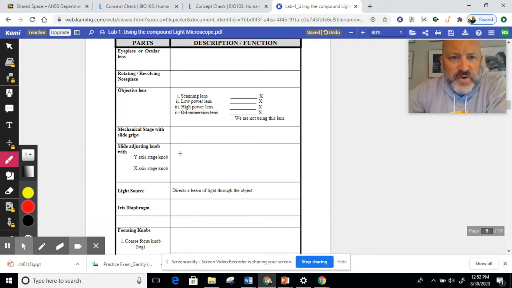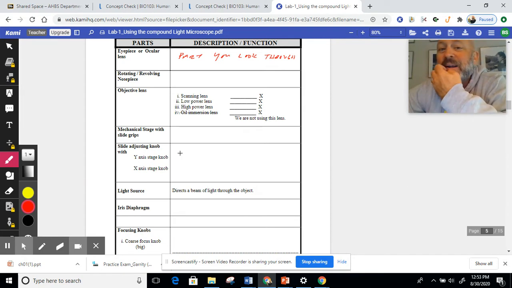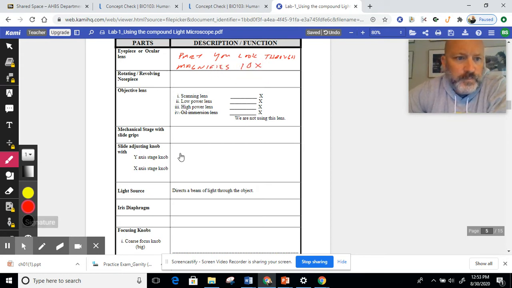All right, so we could describe these parts. What is the eyepiece? This is the part you look through, right? And this has a magnification power of 10x. Let's add that because that's kind of important. All right. The rotating nose piece allows us to change between objective lenses.